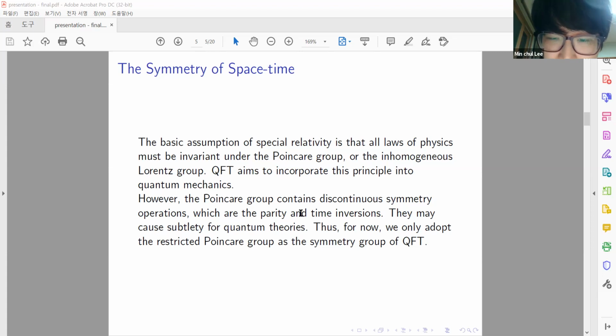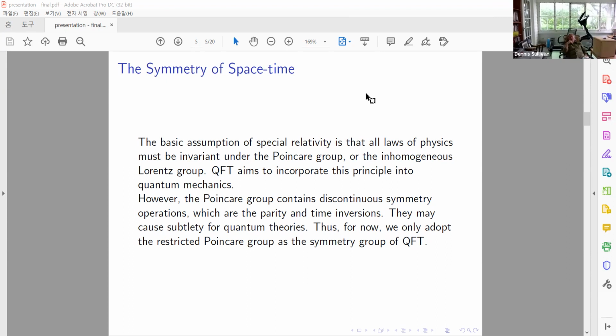So shall I continue? Raphael has a question in the chat. Hey, when you say invariant under the group, what exactly is invariant? Are you saying the solutions to certain differential equations are the same? I'm not quite sure what it means for the laws of physics.